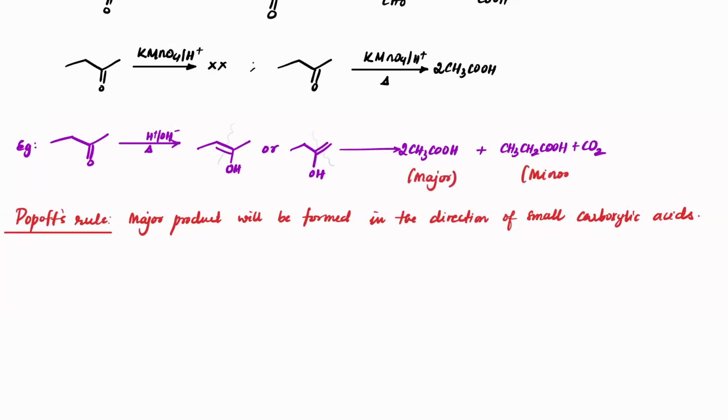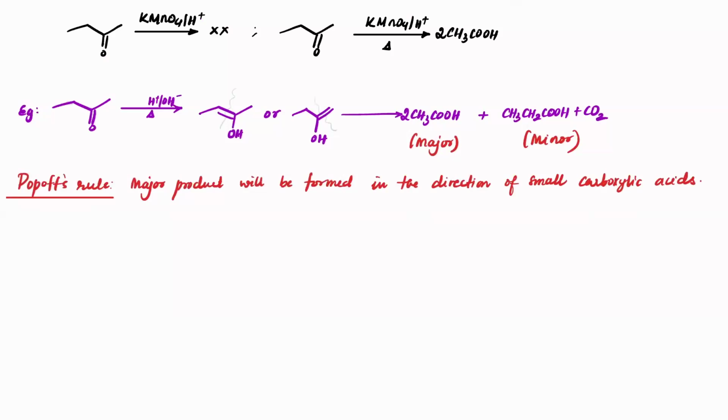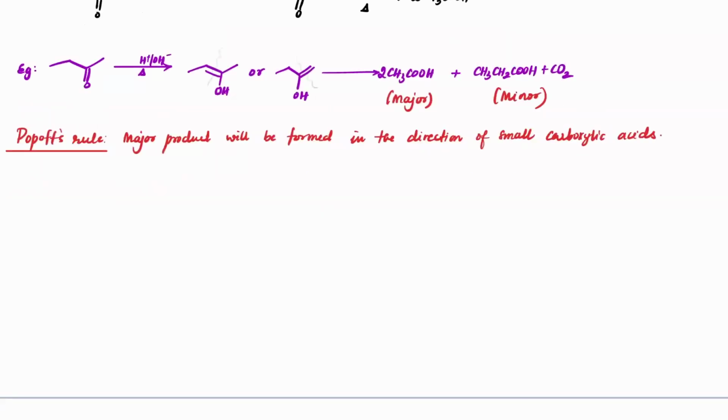That is Popoff's rule. Popoff's rule is another, a disguised way of explaining that you always go for the more stable enol. So the same thing is: go for the more stable enol, and then break the bond.